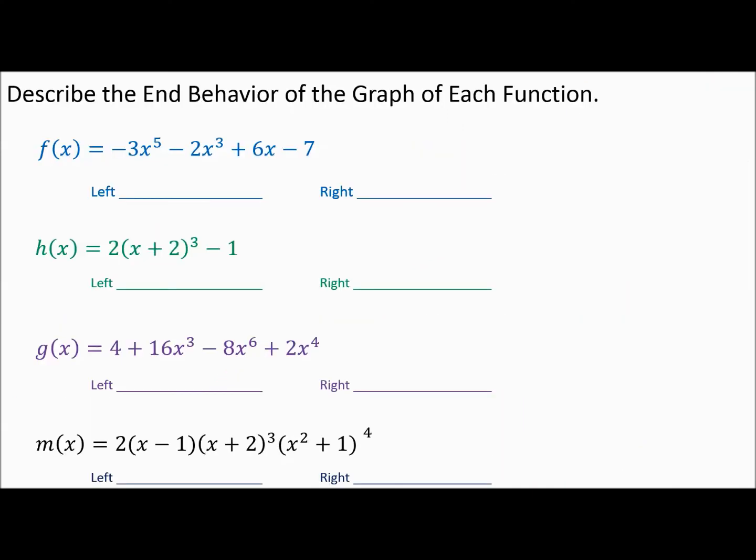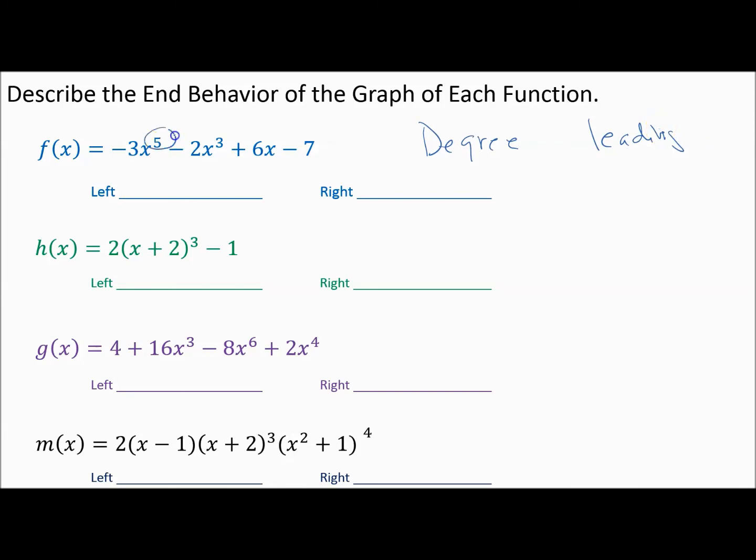All right, we want to describe the end behavior of the graph of each function. So let's look at our first function, f of x. f of x equals negative 3x to the fifth minus 2x to the third plus 6x, subtract 7. Okay. Now, two things we need to know. We need to know the degree of the polynomial, and we need to know the leading coefficient before we can even answer the question of what is the left side doing, what is the right side doing.